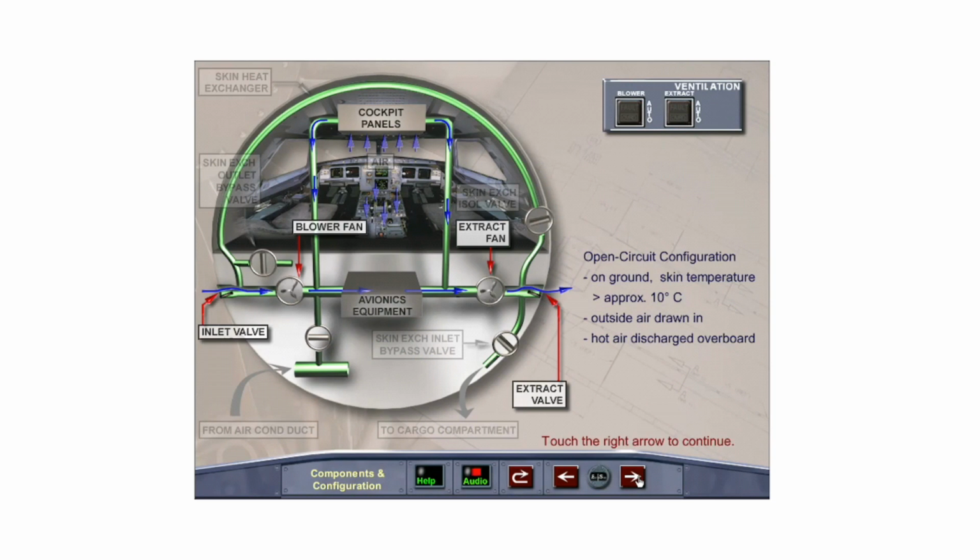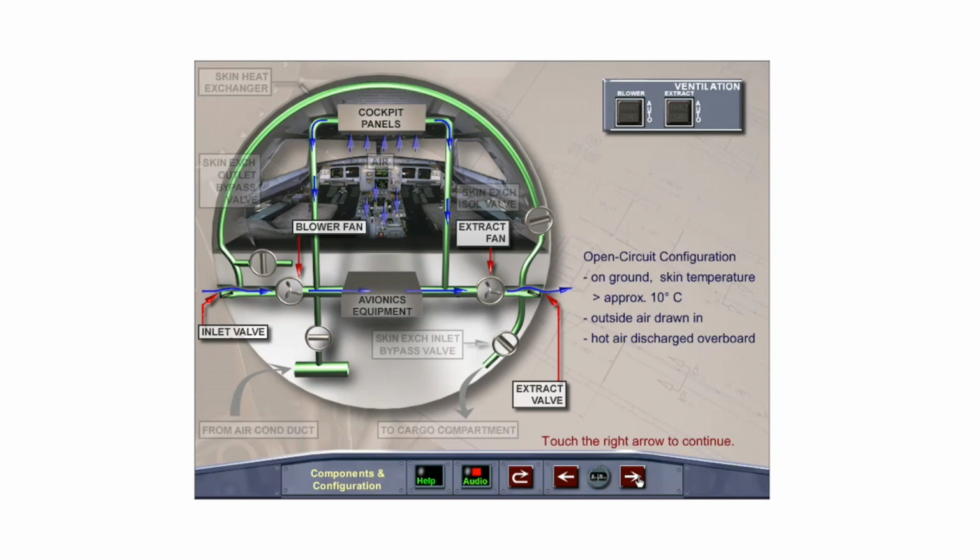The avionics equipment ventilation system operates automatically in 3 normal configurations: the open circuit configuration, the closed circuit configuration, and the intermediate configuration. The open circuit configuration operates on the ground when both blower and extract switches are in the normal auto lights out position and the skin temperature is above approximately 10 degrees Celsius.